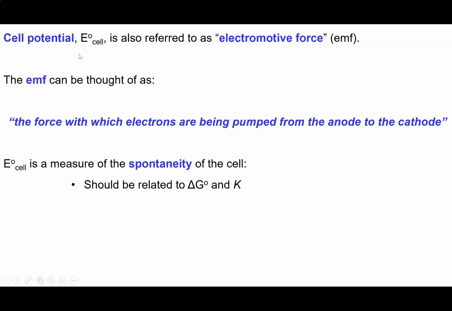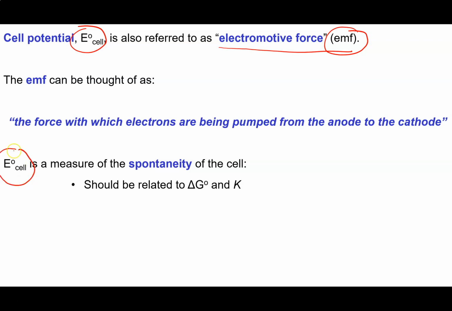So the cell potential, which if it's the standard cell potential we indicate as E0 cell, is also referred to as the electromotive force. Our book doesn't do this, but you'll see it frequently referred to in this way. The electromotive force can be thought of as the force with which electrons are being pumped or pushed from the anode to the cathode.